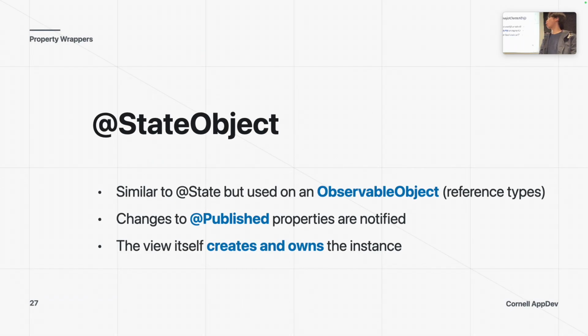You want to use @StateObject if you have an observable object, in other words, some kind of reference type that you want to observe. Any changes to the properties that are marked with @Published are notified to SwiftUI, and all the views that use that property will be updated automatically. And the view itself creates and owns the instance. So in the example earlier, that view created a user object. So in that case, I want to use @StateObject.